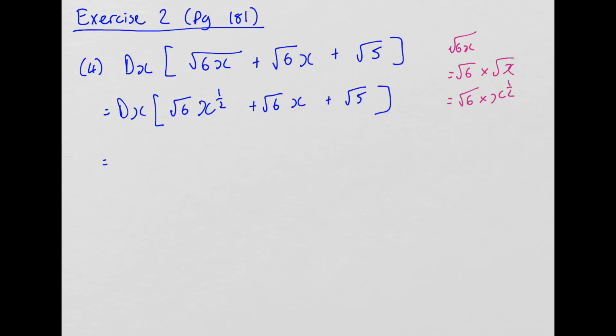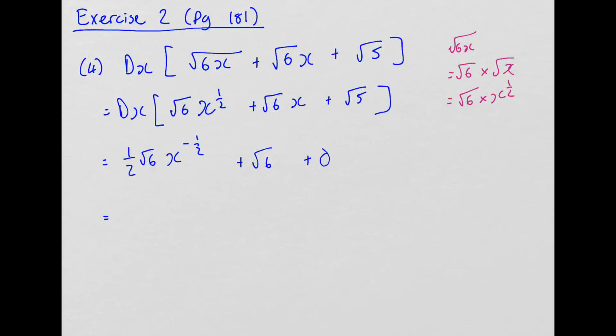Next step, 1/2 times root 6 will be 1/2 root 6, and then subtract 1 from the exponent, we get negative 1/2. Plus root 6, because the exponent here is 1, multiply to the root 6, and then subtract 1 from the exponent, we get x to the 0, which is 1. And then the derivative of the root 5 is 0. Right, let's tidy up.